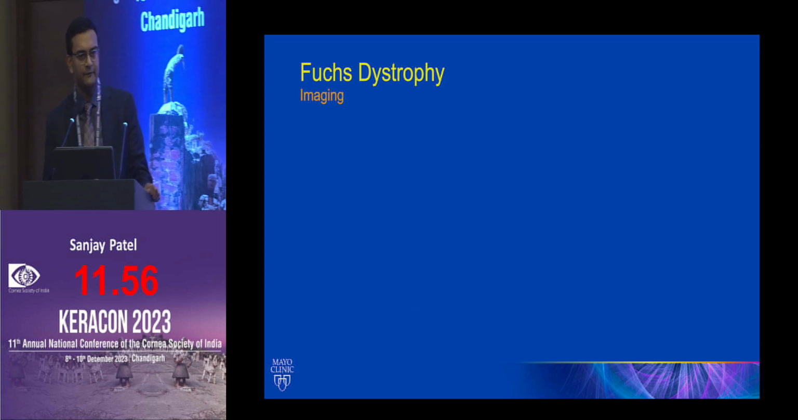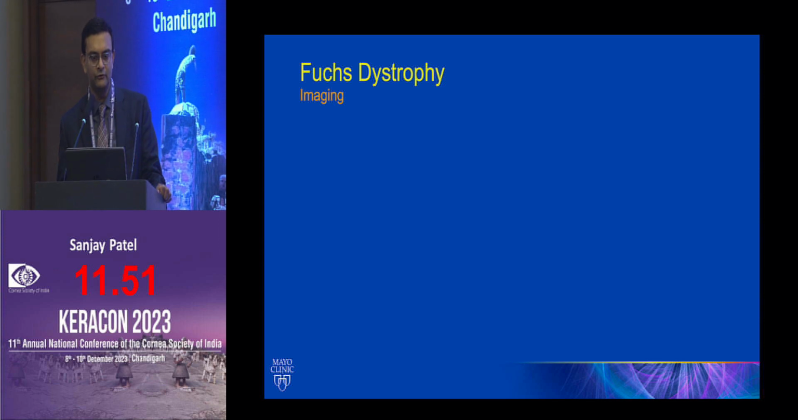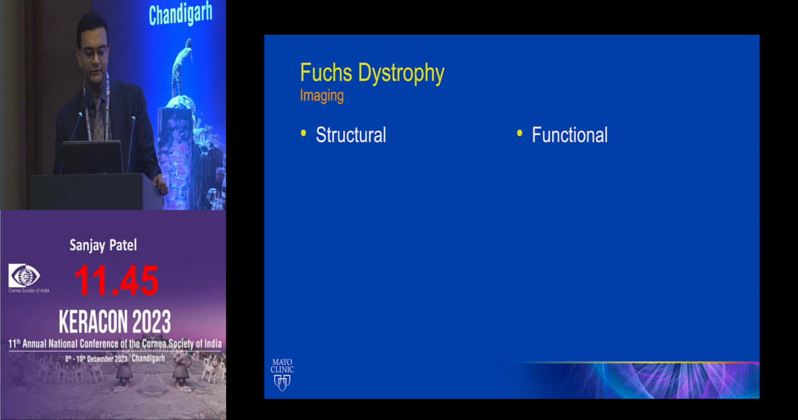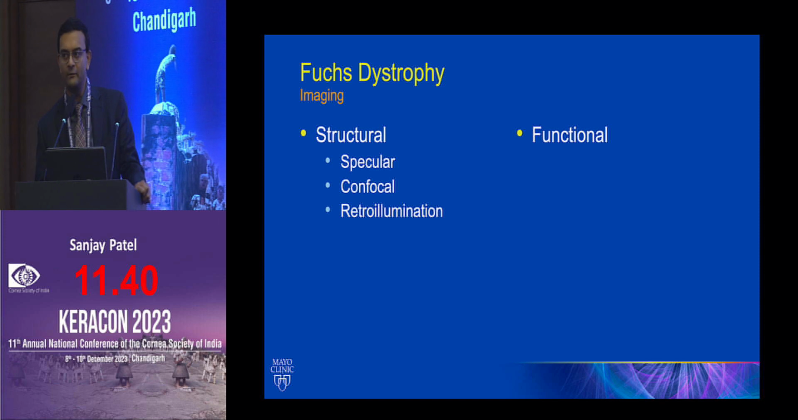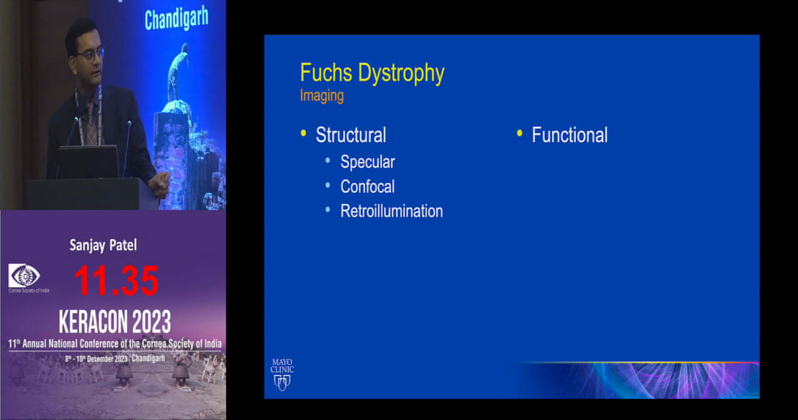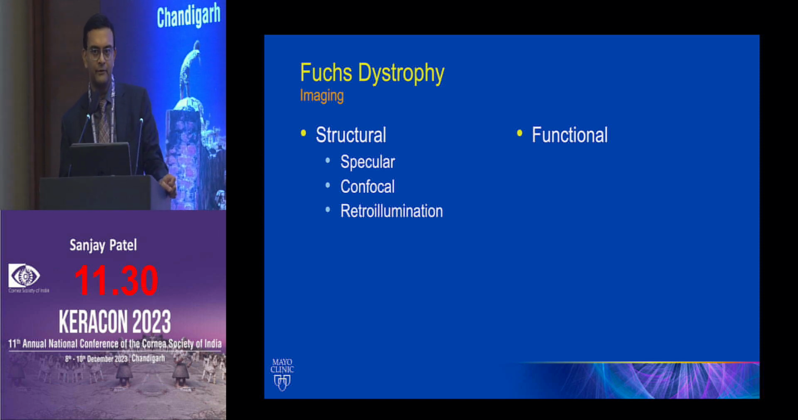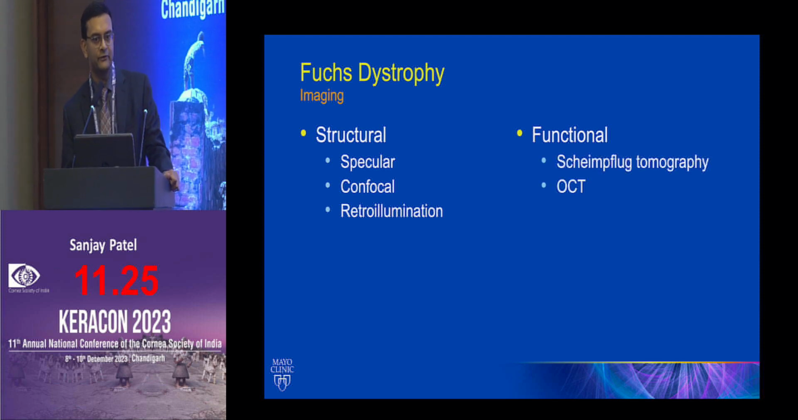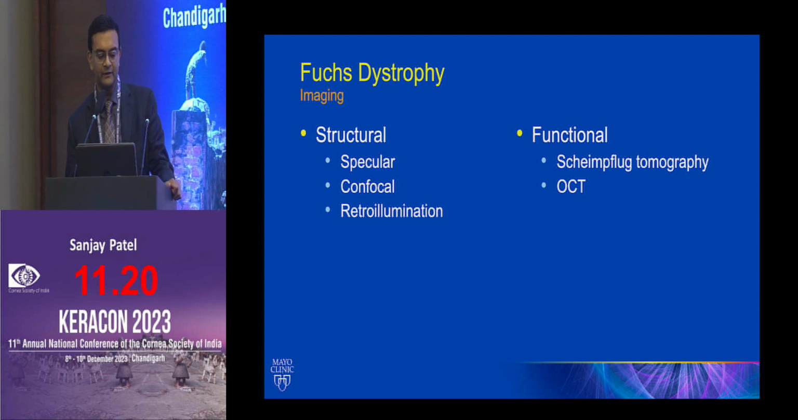So I think of imaging of the cornea for Fuchs dystrophy in two different ways. The first is structural imaging, and the second is functional imaging. And structural is some of the things we've already heard about, but specular microscopy, confocal microscopy, and retroillumination, which is really just slit lamp biomicroscopy. And functional, what I'm referring to there is actually looking at the function of the cornea with respect to its hydration status. So this would be Scheimpflug tomography or potentially OCT.